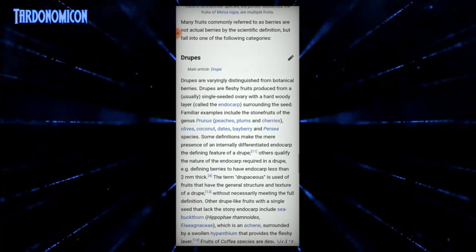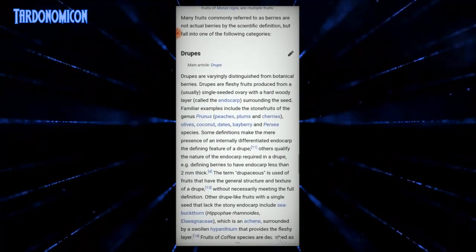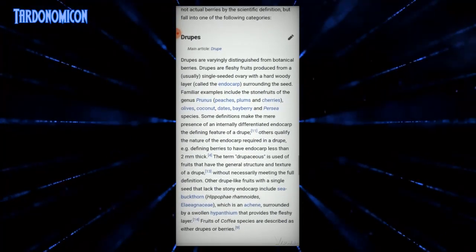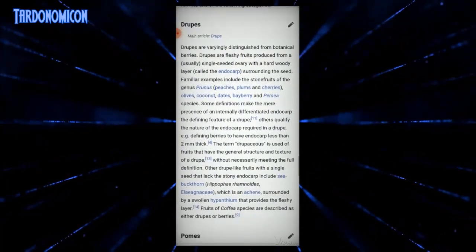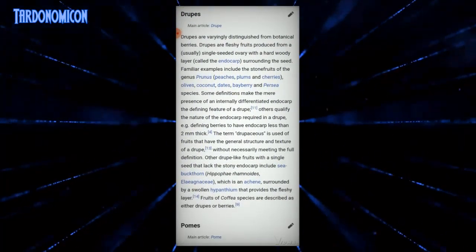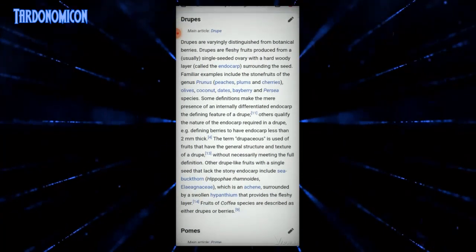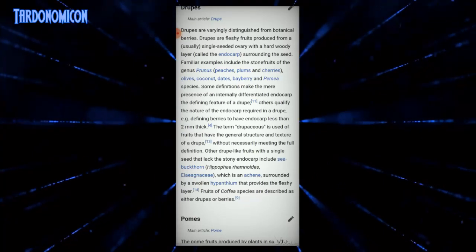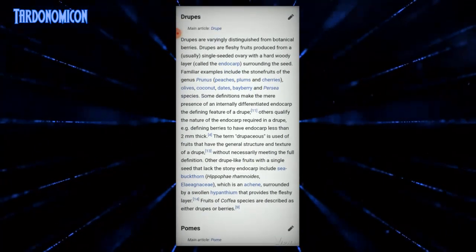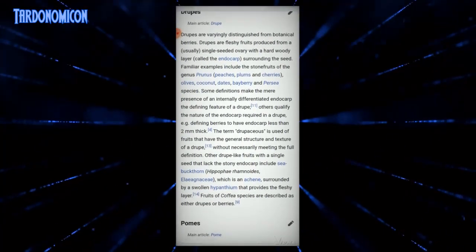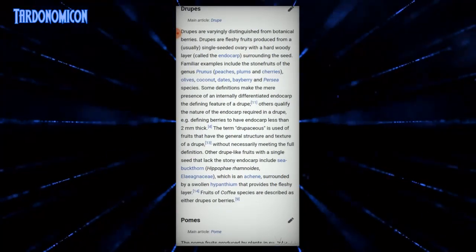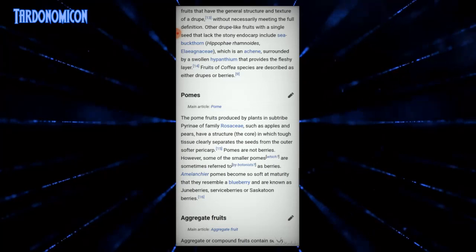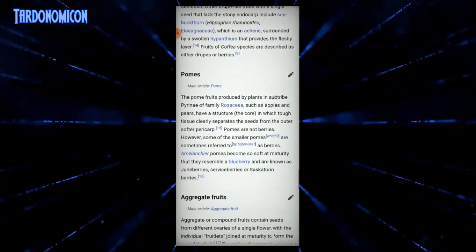So drupes are fleshy fruits produced from a single-seeded ovary with a hard woody layer surrounding the seed. Similar examples include stone fruits. So under berry, you could probably include cherries because they're low sugar, olives, dates are high sugar. I wouldn't eat dates. Plums are okay. Okay. This is apples. But apples are not berries. They're a berry-like fruit.